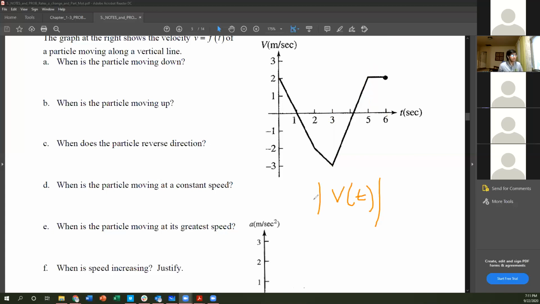Okay, all right, I'm going to assume it does. When is the particle, okay, we did that. When is the speed increasing? When is speed increasing?